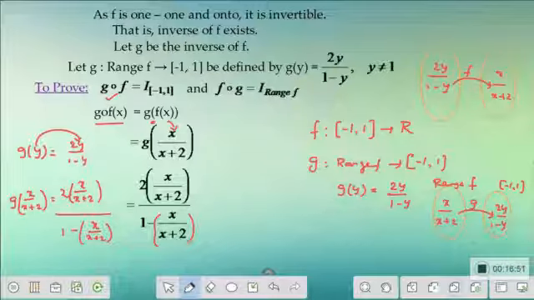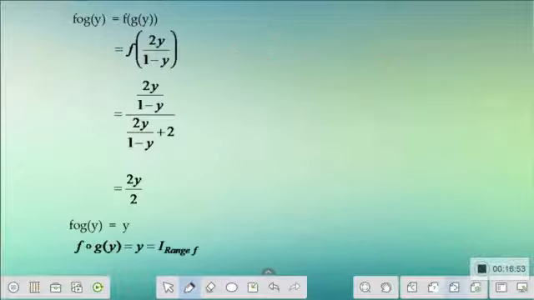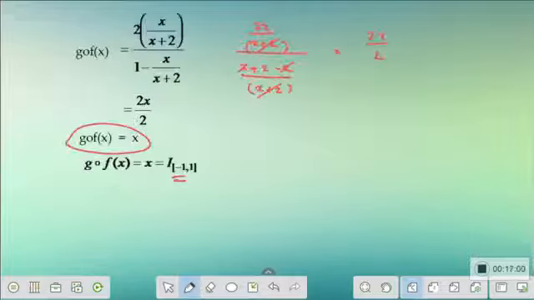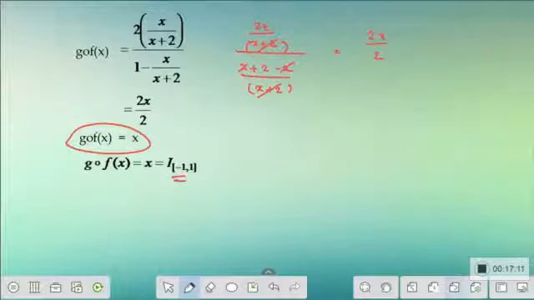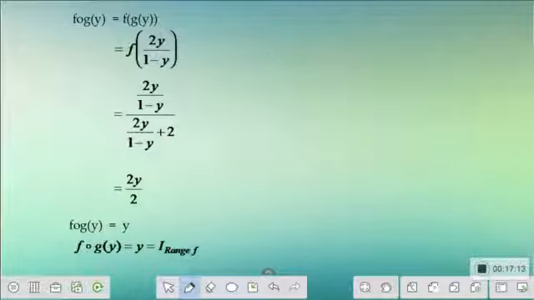Let's move on to the next one, that is proving f composite g. So f composite g of y, which is nothing but f of g of y. Why am I choosing y instead of x here? It is because f composite g takes an element from the range of f, so it will give you output only in the form of y. So I am choosing f composite g of y, which is nothing but f of g of y. G of y, as we know, is 2y by 1 minus y.